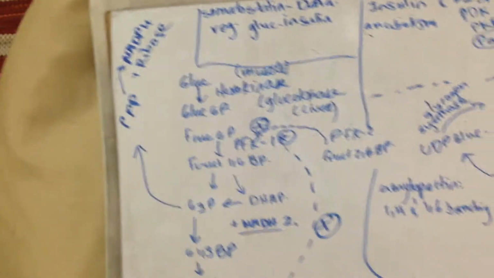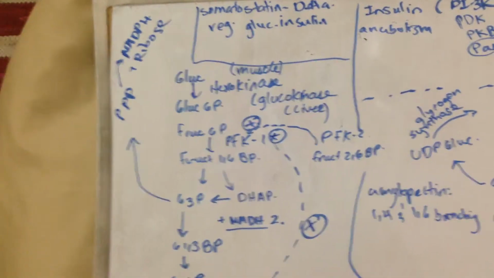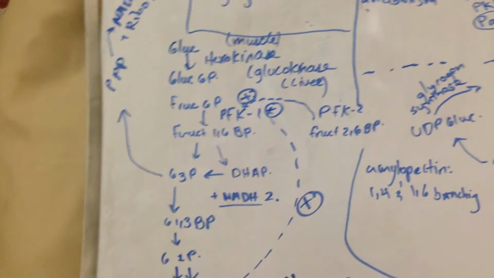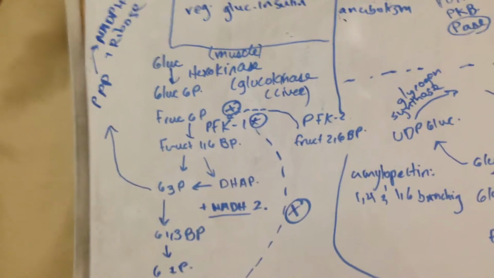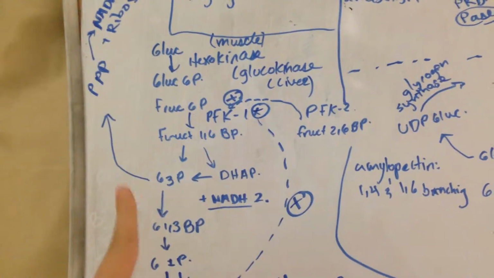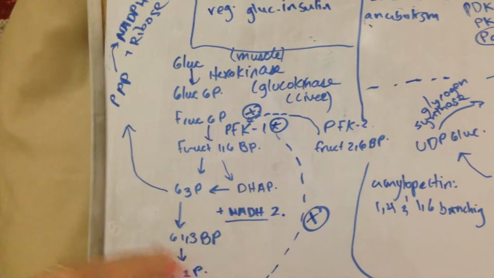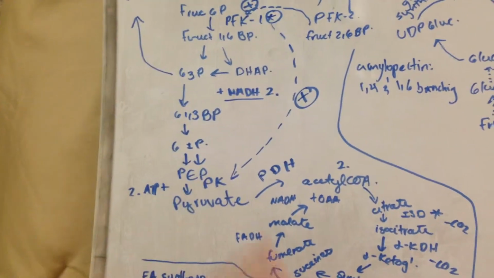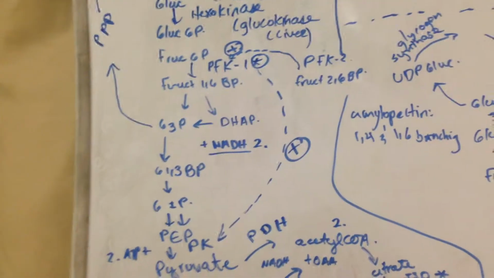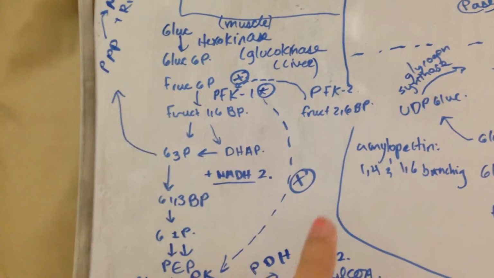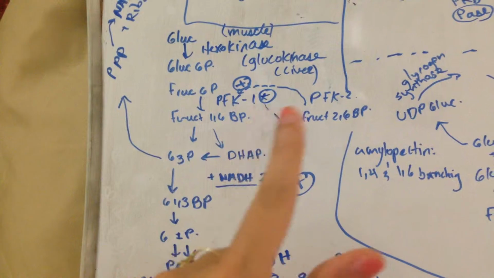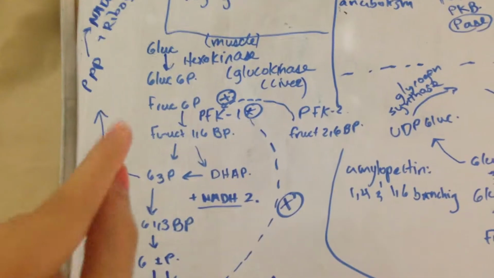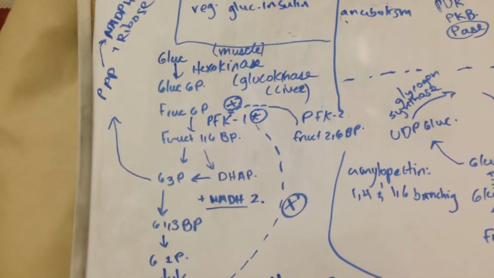Okay, so for glycolysis, it's really simple. We go from glucose to glucose 6-phosphate, from glucose 6-phosphate to fructose 6-phosphate, then to fructose 1,6-bisphosphate, then to glyceraldehyde 3-phosphate or dihydroxyacetone phosphate that eventually gets turned back into G3P. Then we get 1,3-bisphosphoglycerate, then we get glycerate, and then we get phosphoenolpyruvate and then pyruvate. So it's a long chain reaction. The rate limiting step is actually phosphofructokinase 1. Phosphofructokinase 1 is responsible for transforming fructose 6-phosphate into fructose 1,6-bisphosphate.